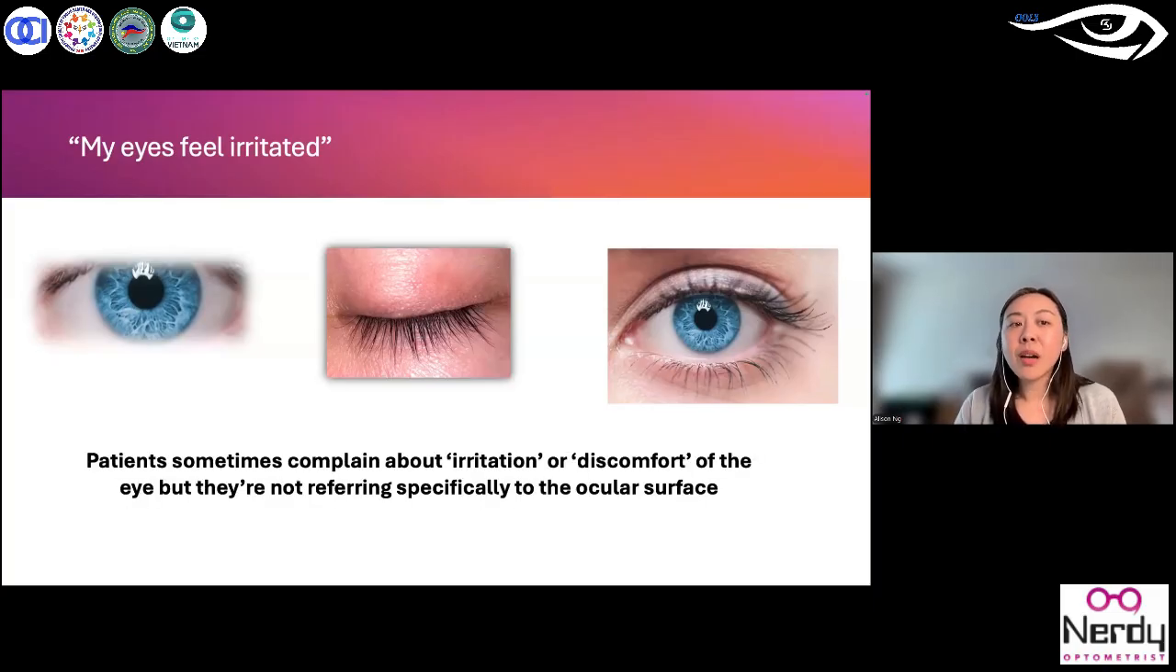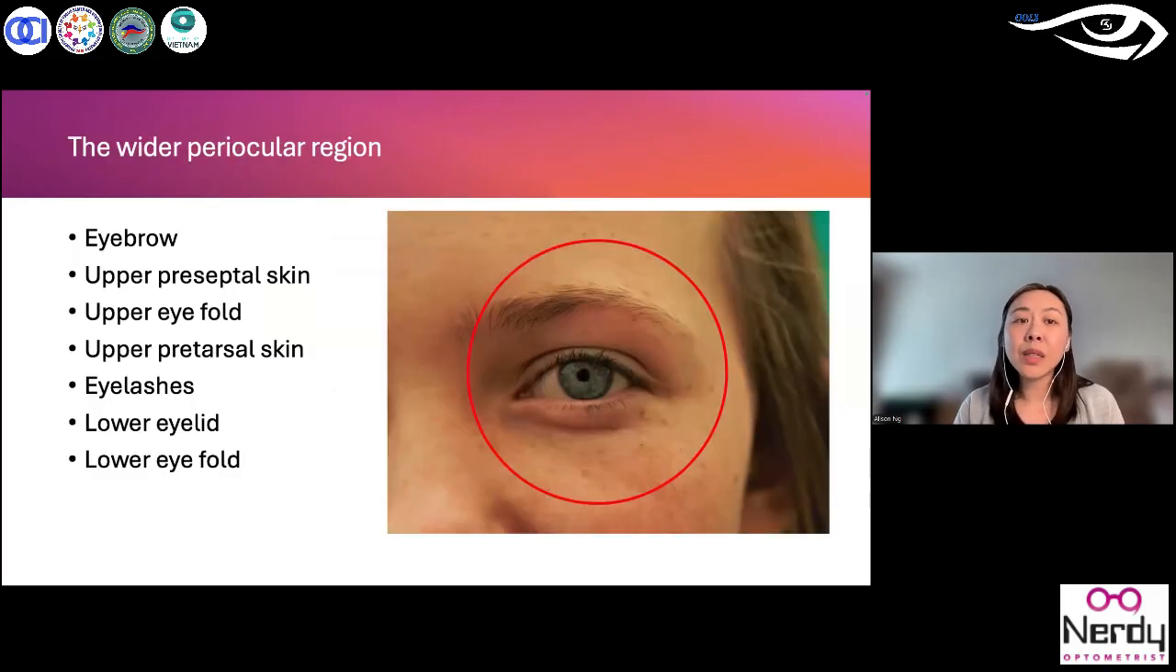But unfortunately, patients aren't equipped with the best vocabulary when it comes to talking about irritation or discomfort of the eye. And what they're referring to when they talk about irritation or discomfort might not be related to the area of the ocular surface. So really today's talk is going to encourage you to focus on the wider periocular region as well when you're talking to your patients and managing their overall eye health. And this can start all the way up from the eyebrow and all the way down to the lower eyelid fold and all those compartments in between.